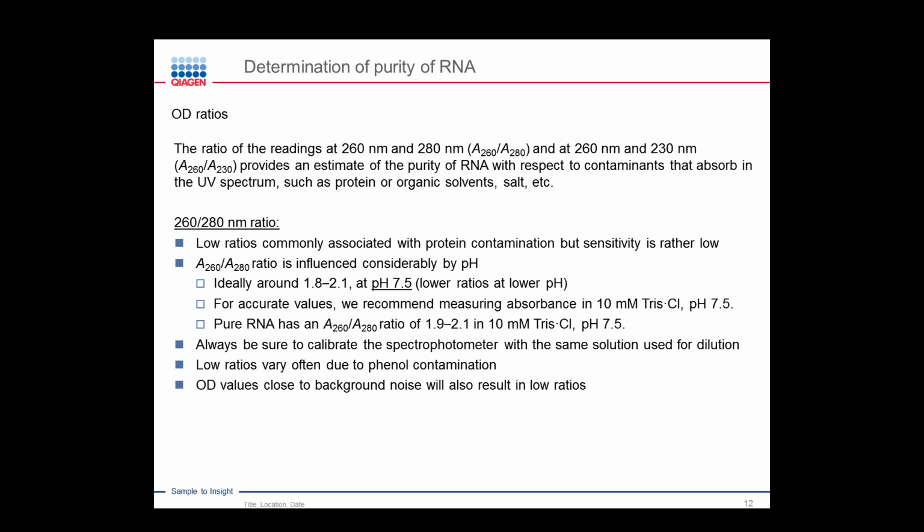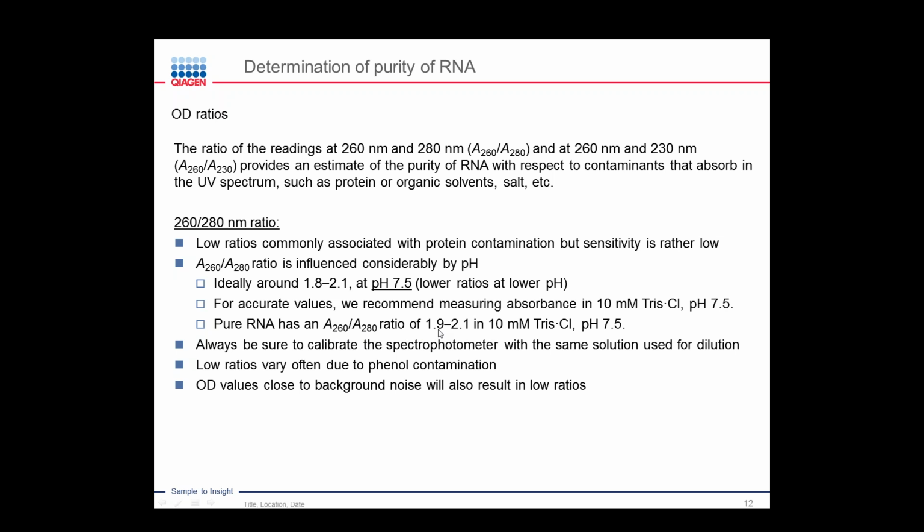The A260/A280 ratio is influenced considerably by the pH. The ratio is ideally around 1.8 to 2.1 at pH 7.5. You will get lower ratios with solutions at lower pH. For accurate values, we recommend measuring absorbance in 10 millimolar Tris-Cl, pH 7.5, and pure RNA has a 260 to 280 ratio of 1.9 to 2.1 in this solution.